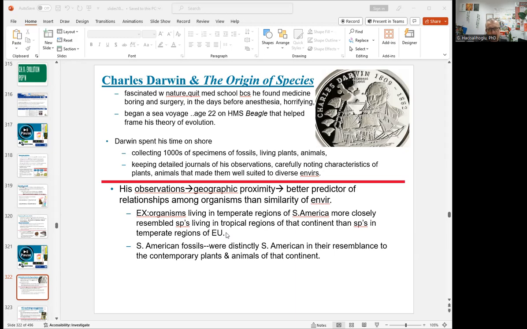geographic proximity is a better predictor of relationship among organisms than environment itself. And that's basically his examples of finches of Galapagos, or ducks and wolves in some other studies. These are also called homologous structures, and then divergent evolution or microevolution.